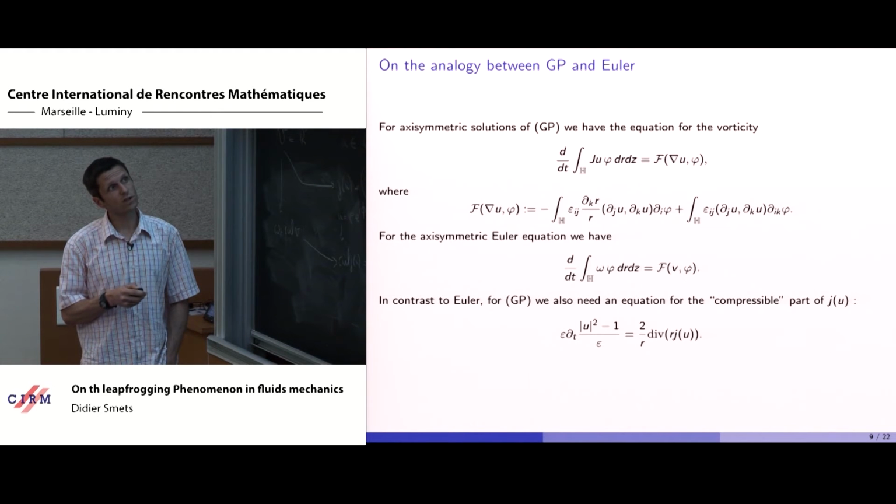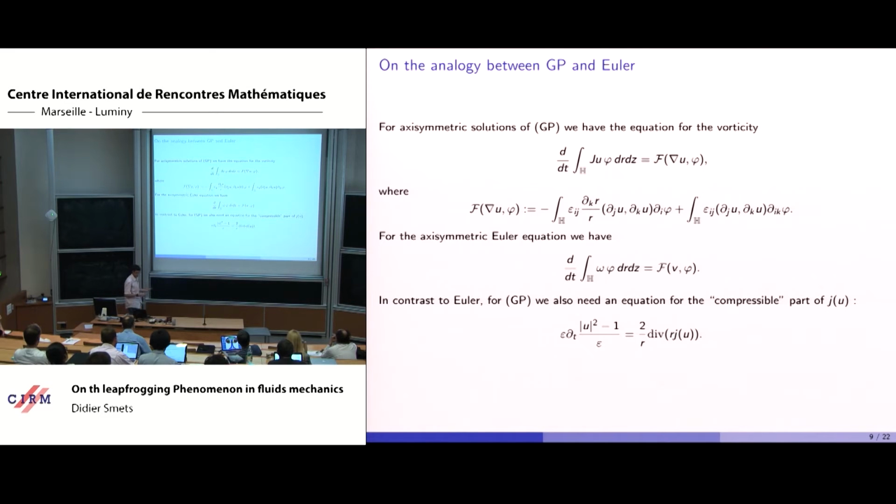From this you can see, I wrote here this 1 over epsilon on purpose, which means that this quantity, dt of this, is part of the energy. The L2 norm of this is in the Gross-Pitaevskii energy, so it is finite when averaged in time. And so this equation tells you that the divergence of little j, here I wrote it already in axisymmetric variable, is of order epsilon averaged in time. So it asymptotically will be zero in the limit epsilon tends to zero, which will be our framework.